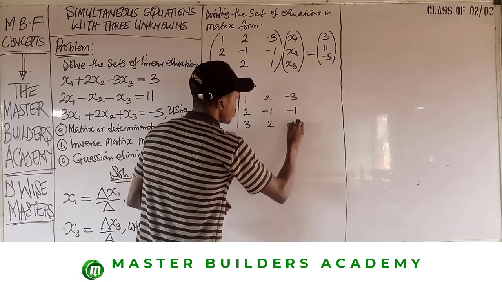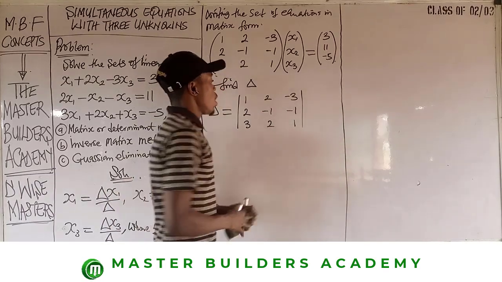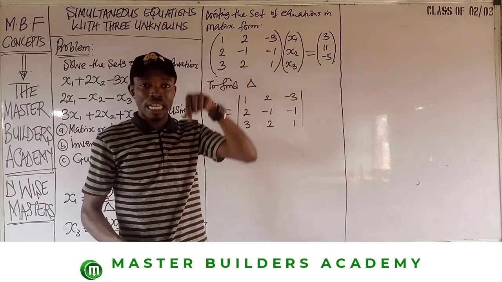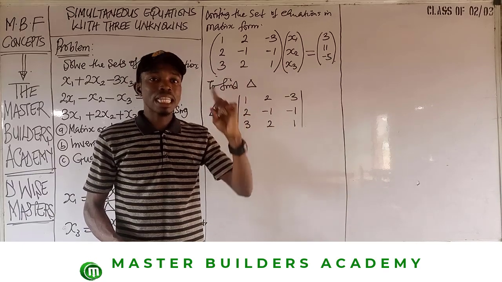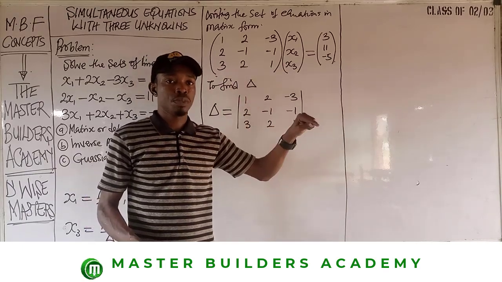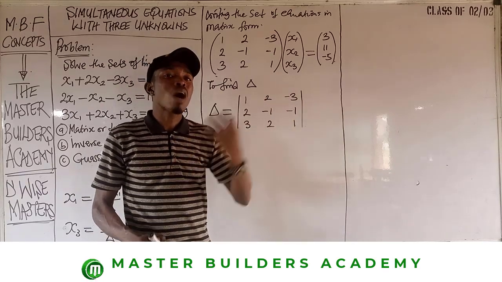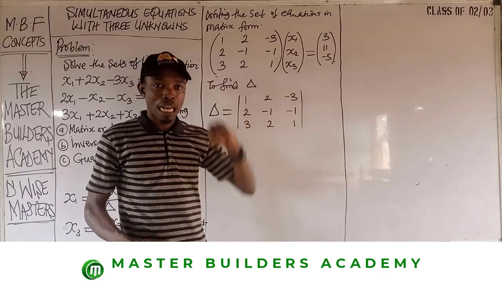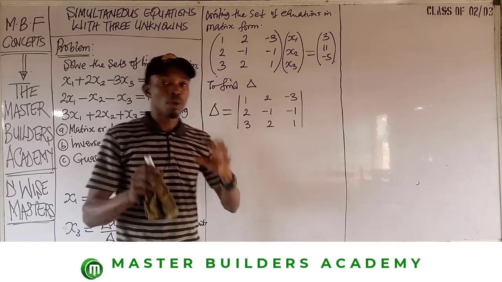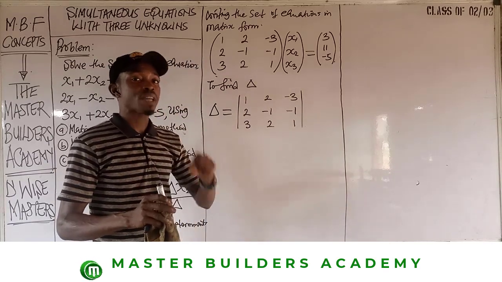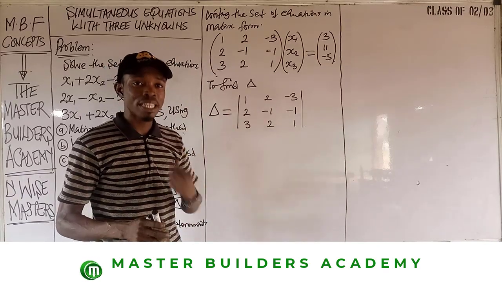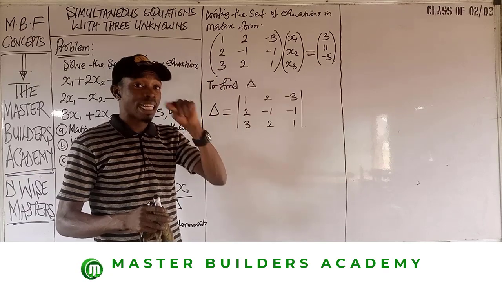3, 2, 1. Alright, so having gotten to this level, because we are using the determinant method, we can either use Cramer's rule or we use Sarrus's rule. But in this case, I'm going to show you how to use Cramer's rule because that is the one that is generally invoked. Okay? But in another module, I will teach you exactly how to use Sarrus's rule to obtain the determinant of a 3 by 3 matrix.